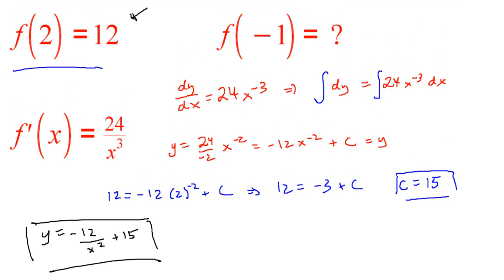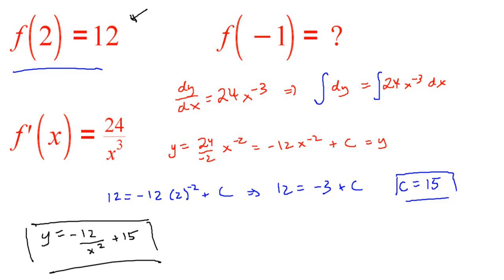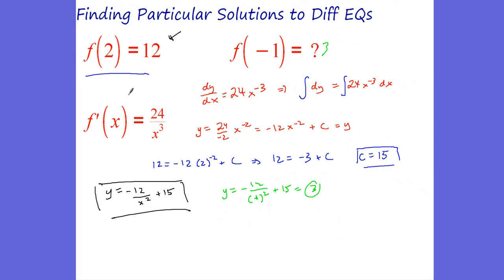Now they said at the end of the day, we want to know what f of negative 1 is. So y is equal to negative 12 over negative 1 squared, plus 15. We're plugging negative 1 in for x. So we get negative 12 plus 15, which is 3. So that answer is equal to 3, and that is my particular solution.